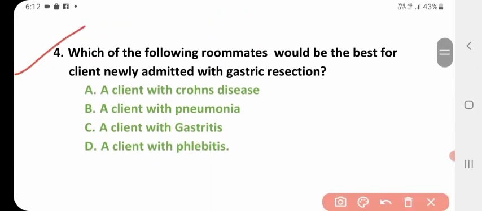Next, fourth: which of the following roommates would be best for a client newly admitted with gastric resection? A client with Crohn's disease, a client with pneumonia, a client with gastritis, a client with phlebitis. The answer is option D, the client with phlebitis. Option D is the correct answer.